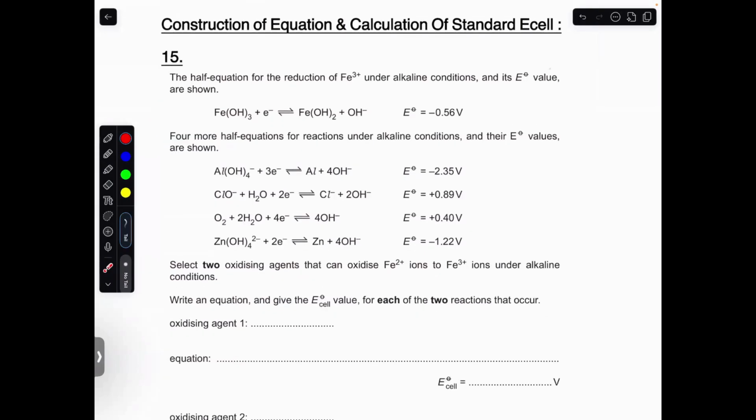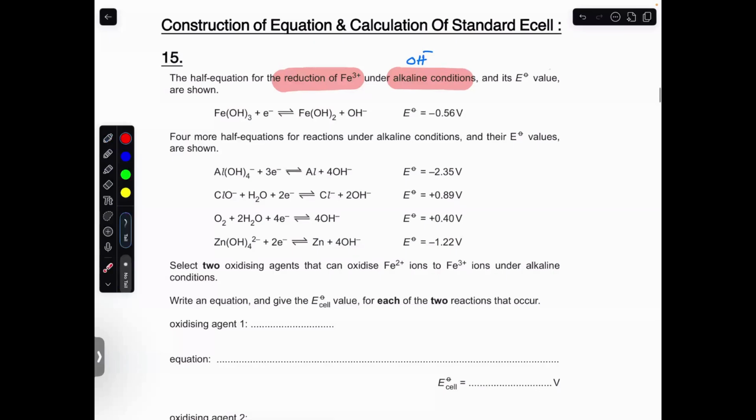These are questions from a recent paper, I think 2024 or 2023. What is written in this question? The half equation for the reduction of iron 3 under alkaline conditions. So, what are they saying? Reduction of iron 3 under alkaline. Alkaline means OH, so definitely it's iron 3 hydroxide, alkaline condition. Its reduction. Is this given?